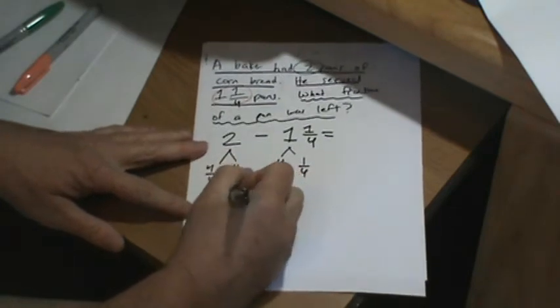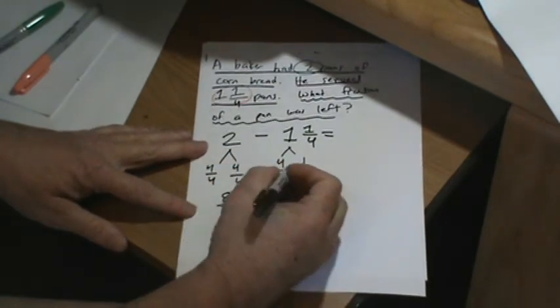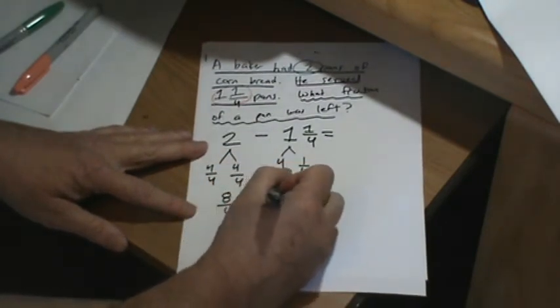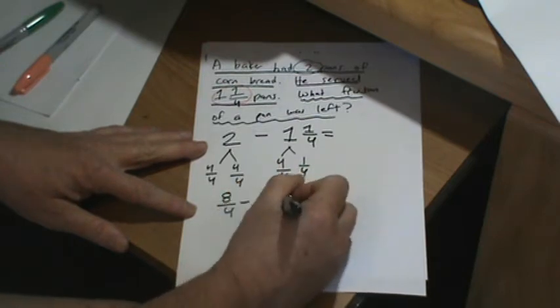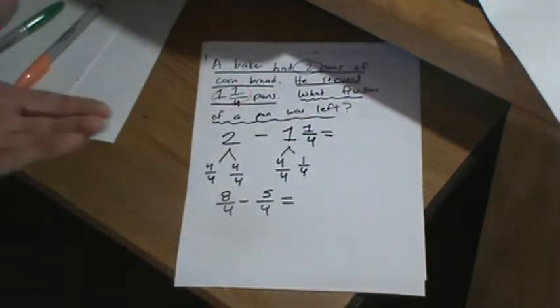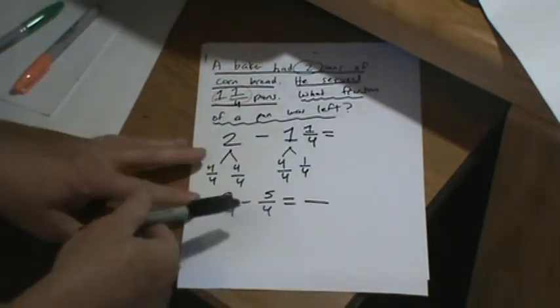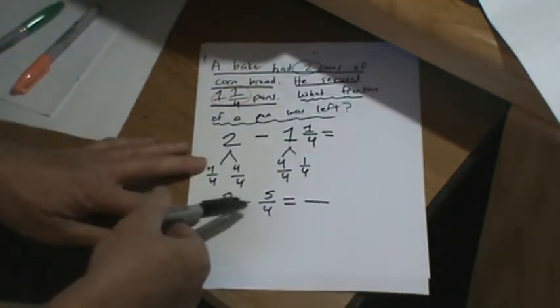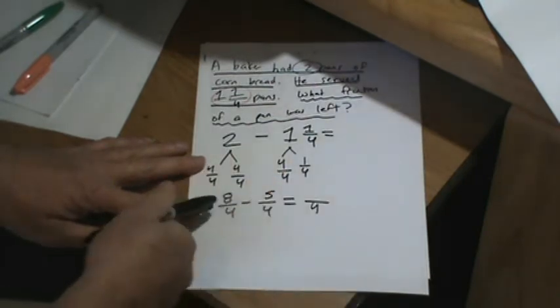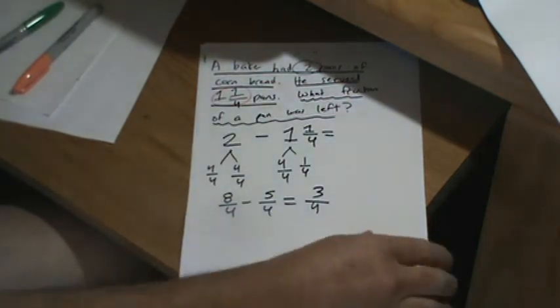And then we can figure this out. 4 plus 4 is 8, so I have 8/4. 4 plus 1 is 5, I have 5/4. Makes it a lot easier, right? Figuring it out this way, instead of making a tape diagram, which we will do anyways, just to prove our point here. So the 4 remains the same, and 8 minus 5, 6, 7, 8 is 3. So our answer should be 3/4 of a pan was left. Let's double check that using a tape diagram.